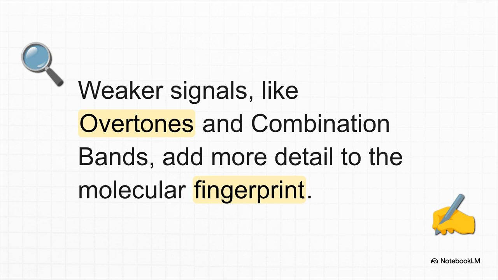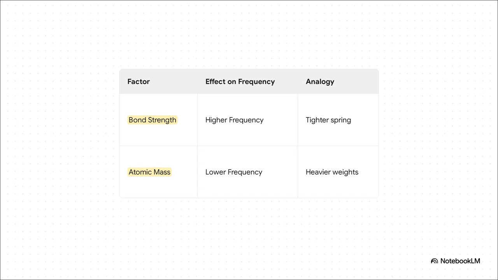So what decides how fast a bond vibrates? Well, it's a lot like a simple spring, and it really comes down to two main things. First, bond strength. A stronger bond, like a triple bond versus a single bond, is like a stiffer spring. It's going to vibrate at a much higher frequency. The second thing is the mass of the atoms on either end of the bond. Just like putting heavier weights on a spring slows it down, having heavier atoms on a bond makes it vibrate at a lower frequency. It's that simple.